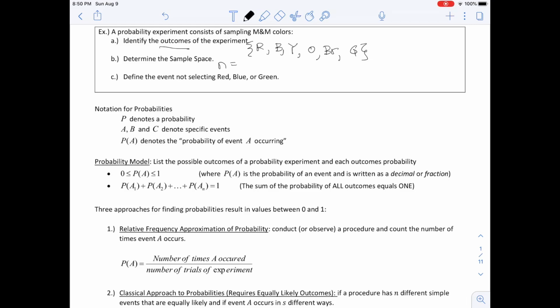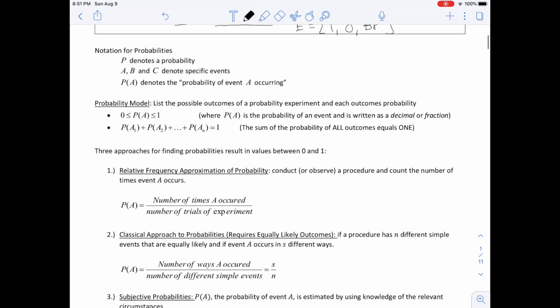The sample space would be actually counting these, and we're going to call that n is equal to, and if you count up all those colors, we have a total of 6 different colors that we could have for our M&Ms. Part C says define the event not selecting blue, red, or green. So I'm going to call this event E, and this would be selecting if it's not red, blue, or green. That would be yellow, orange, or brown. I'm again going to put my braces around this.